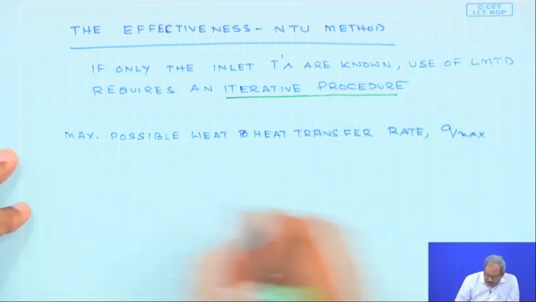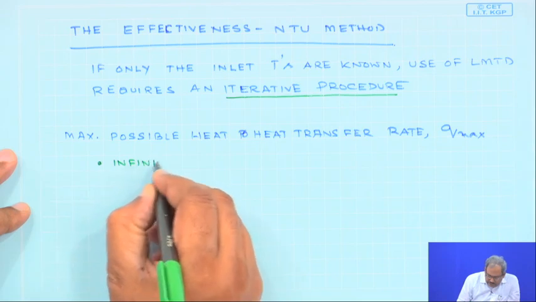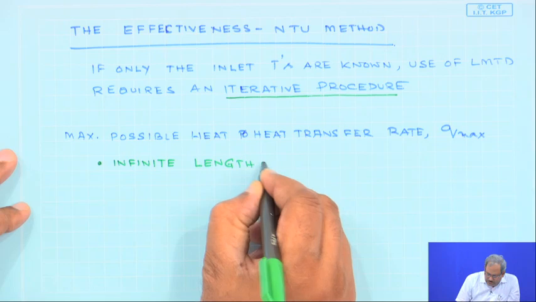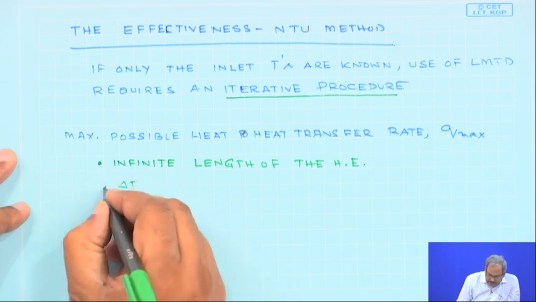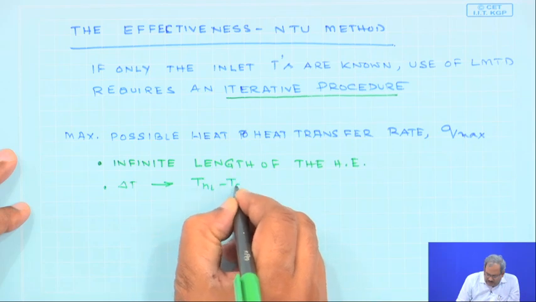So, if I provide an infinite length of the heat exchanger, then the delta T should approach THI minus TCI. So, the temperature of the hot fluid at the inlet and temperature of the cold fluid at the inlet in a heat exchanger, that is the maximum temperature drop that is possible. So, the hot fluid enters at THI and leaves at THO, whereas the cold fluid enters at TCI and leaves at TCO. So, the maximum difference in temperature which exists in a heat exchanger is the temperature of the hot fluid and the temperature of the cold fluid, both at the inlet.